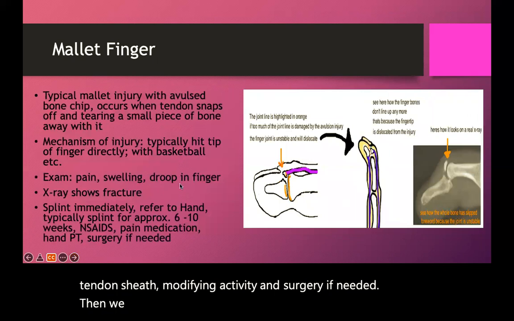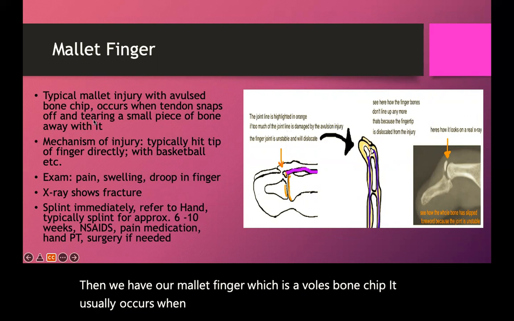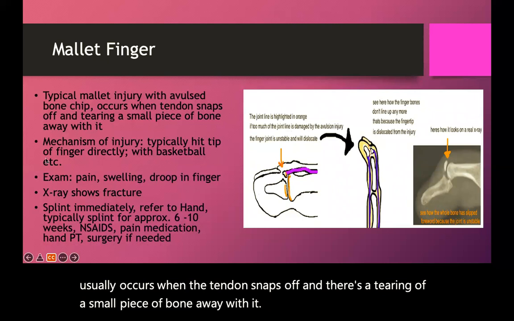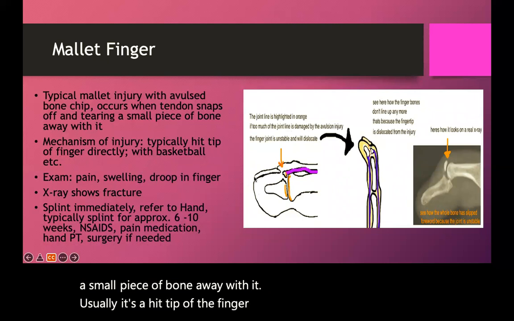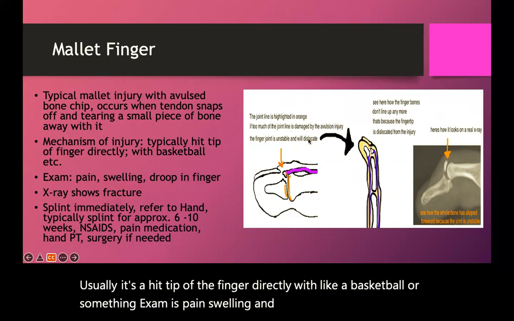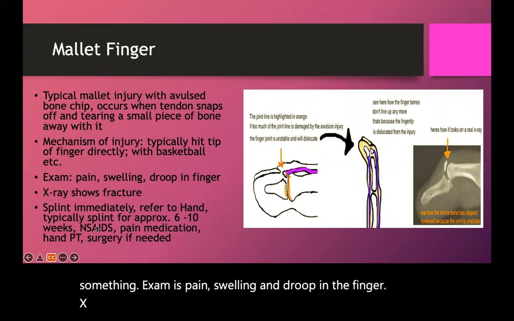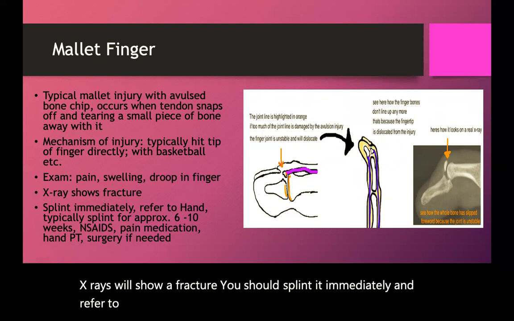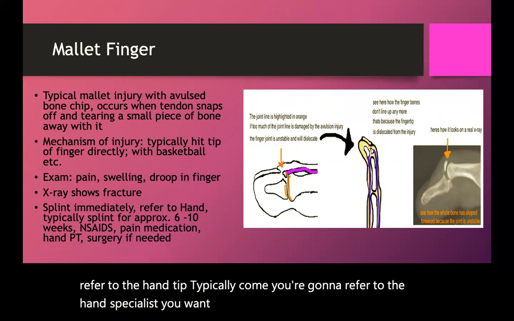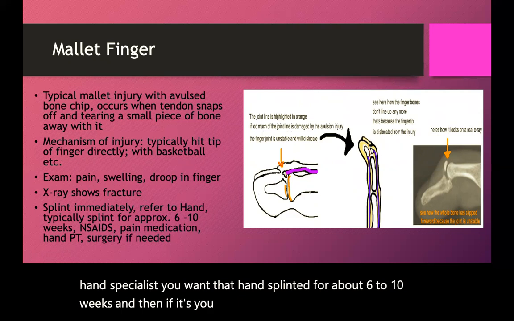Then we have our mallet finger, which is a volar bone chip. It usually occurs when the tendon snaps off and there's a tearing of a small piece of bone away with it. Usually it's a hit to the tip of the finger directly with like a basketball or something. Exam is pain, swelling, and droop in the finger. X-rays will show a fracture. You should splint it immediately and refer to the hand specialist. You want that hand splinted for about 6 to 10 weeks. And then if it's necessary, then we refer to our hand specialist.